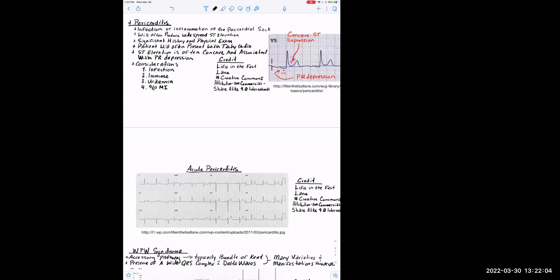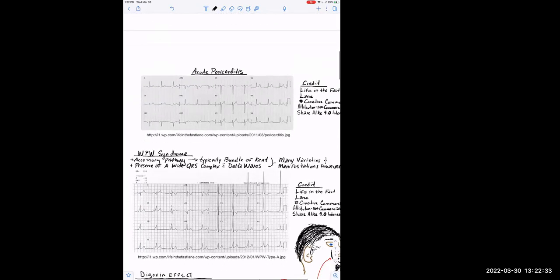And then in stage two, you will end up seeing something called PR segment depression. Again, we'll talk about that in just a second. And in the third and final stage, after you get your elevation of your ST segment, you can get this inverted T wave.